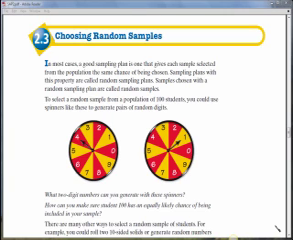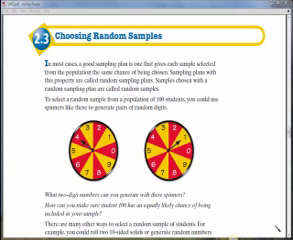In most cases, a good sampling plan is one that gives each sample selected from a population the same chance of being chosen. Sampling plans with this property are called random sampling plans. Samples chosen with random sampling plans are called random samples. To select a random sample from a population of 100 students, you could use spinners like these to generate pairs of random digits. What two-digit number can you generate with these spinners? What are the current location of the spinners? What two-digit number could you generate with that?